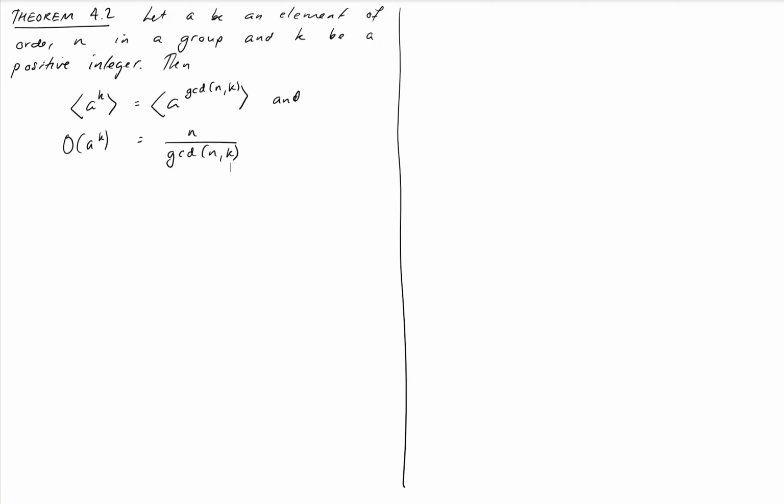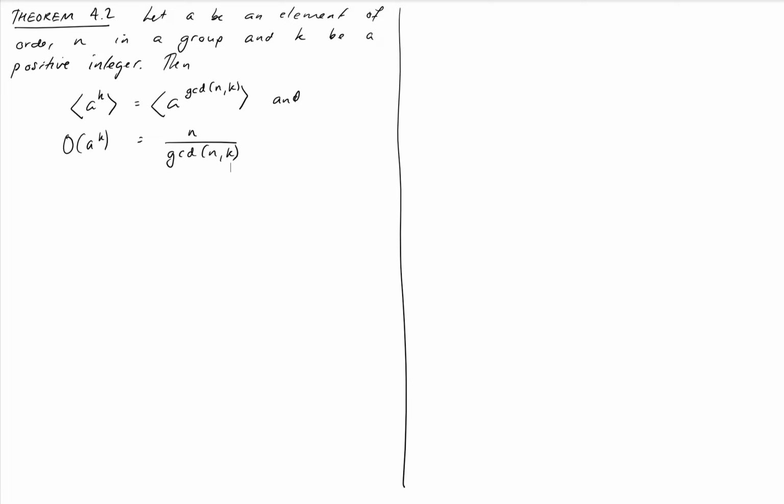It looks innocuous at first, but it actually tells us a lot. So let's just read it out. Let a be an element of order n in a group, and let k be a positive integer. Then the cyclic subgroup generated by a to the k is the same one as the cyclic subgroup generated by a to the greatest common divisor of n and k.